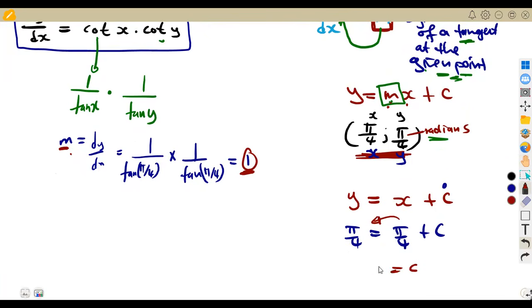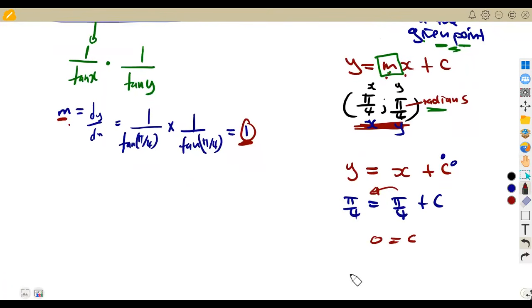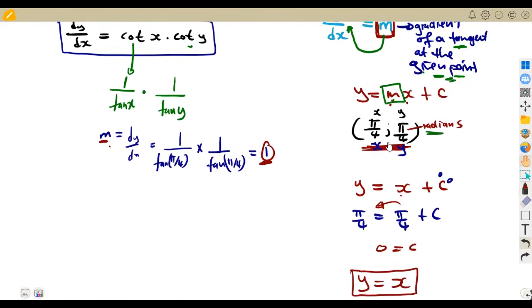All right, so c was going to give us a 0. That's if this value here is a 0, therefore the equation of the tangent is going to be given as y is equal to x plus 0, but x plus 0 is the same as what? It is the same as x. So therefore, the equation of this tangent that we are given at point pi over 4 is going to be y is equal to x.